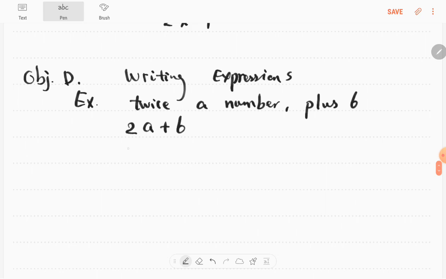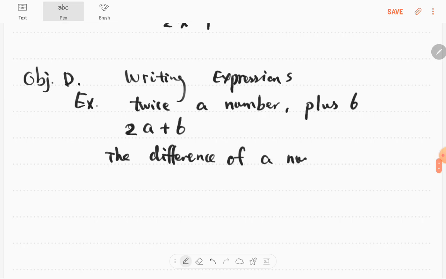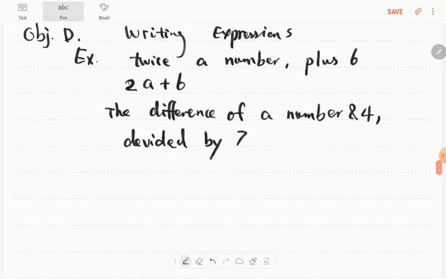Let's check another one. After we list the expression, we still need to check if there's any like term we can combine. Make sure you simplify your expression. So the next one is: the difference of a number and 4, then divided by 7.